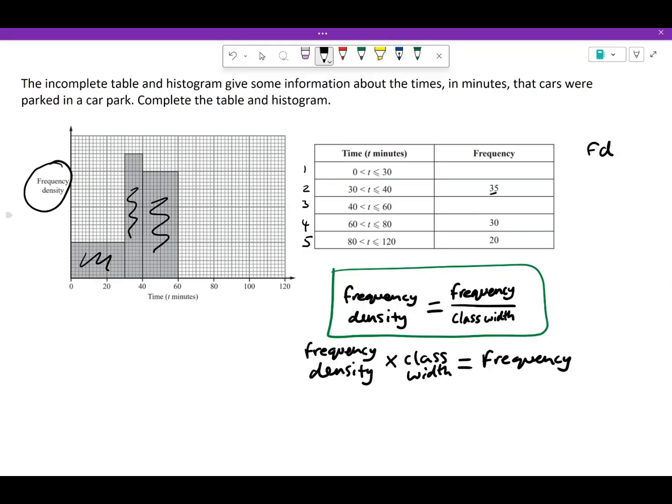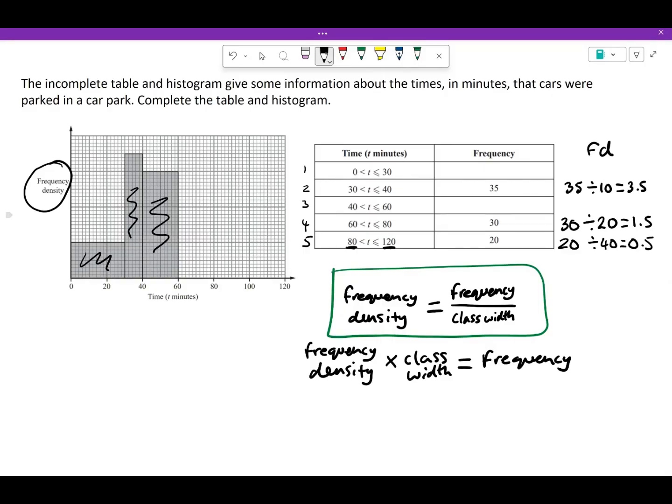If we look at the next row, we've got 35, and our class width is the difference between the 30 and the 40, so it's 10. So we can do 35 divided by 10, which gives me 3.5 for my frequency density. Now, my next row in my table, we don't have the frequency again, so we can't calculate the frequency density. In the row after that, we do have the complete information, so we could do the 30, the frequency, divided by our class width, which is the difference between 60 and 80, which is 20, so that comes out as 1.5. Then for my final row, our frequency is 20 this time, and then we're going to divide by our class width, which is the difference between 80 and 120, which is 40, so we get 0.5.